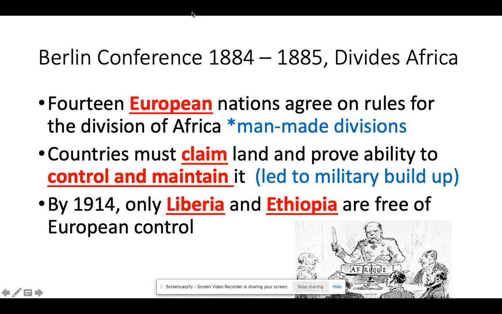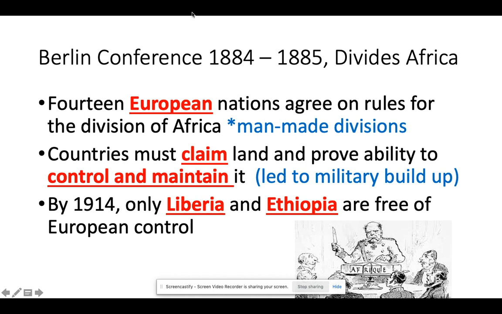And so he is the chancellor of a unified Germany, which would have been a newly unified Germany. And at the conference, they figure out how are they going to divide Africa up. And so you have 14 European nations, and the United States is also in attendance. And they sat down to agree on what those rules would be. If you notice, no African nation is listed here.